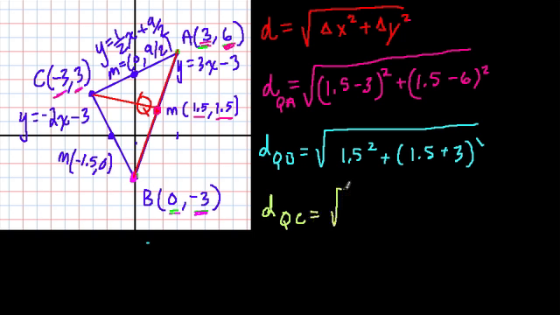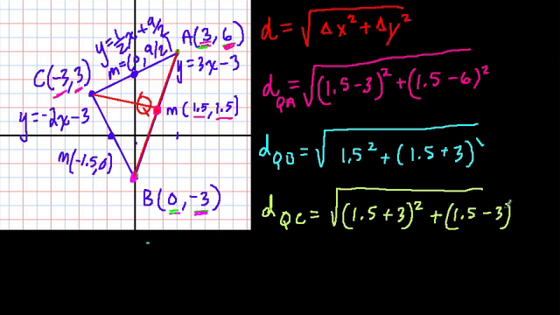Well, same strategy, 1.5 minus negative 3. So 1.5 minus negative 3, that's 1.5 plus 3 squared, and I don't know if you noticed anything yet. And then 1.5 minus 3 squared. Okay. So before we solve, we'll pick one of these to solve. We should notice that these are all identical.